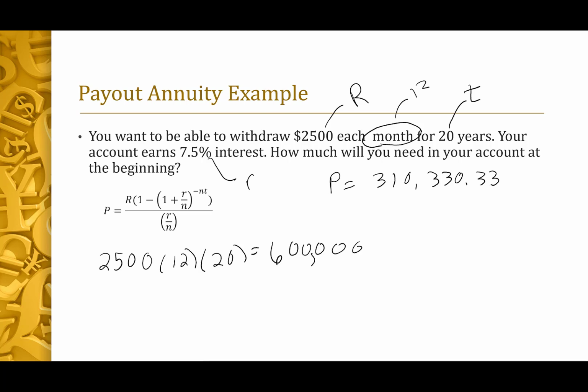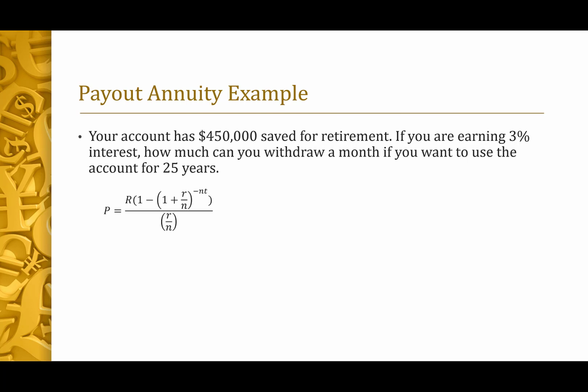We have a total of $600,000 we were able to get paid, but we started with $310,330.33. So we're going to take that difference, and that says $289,669.67.